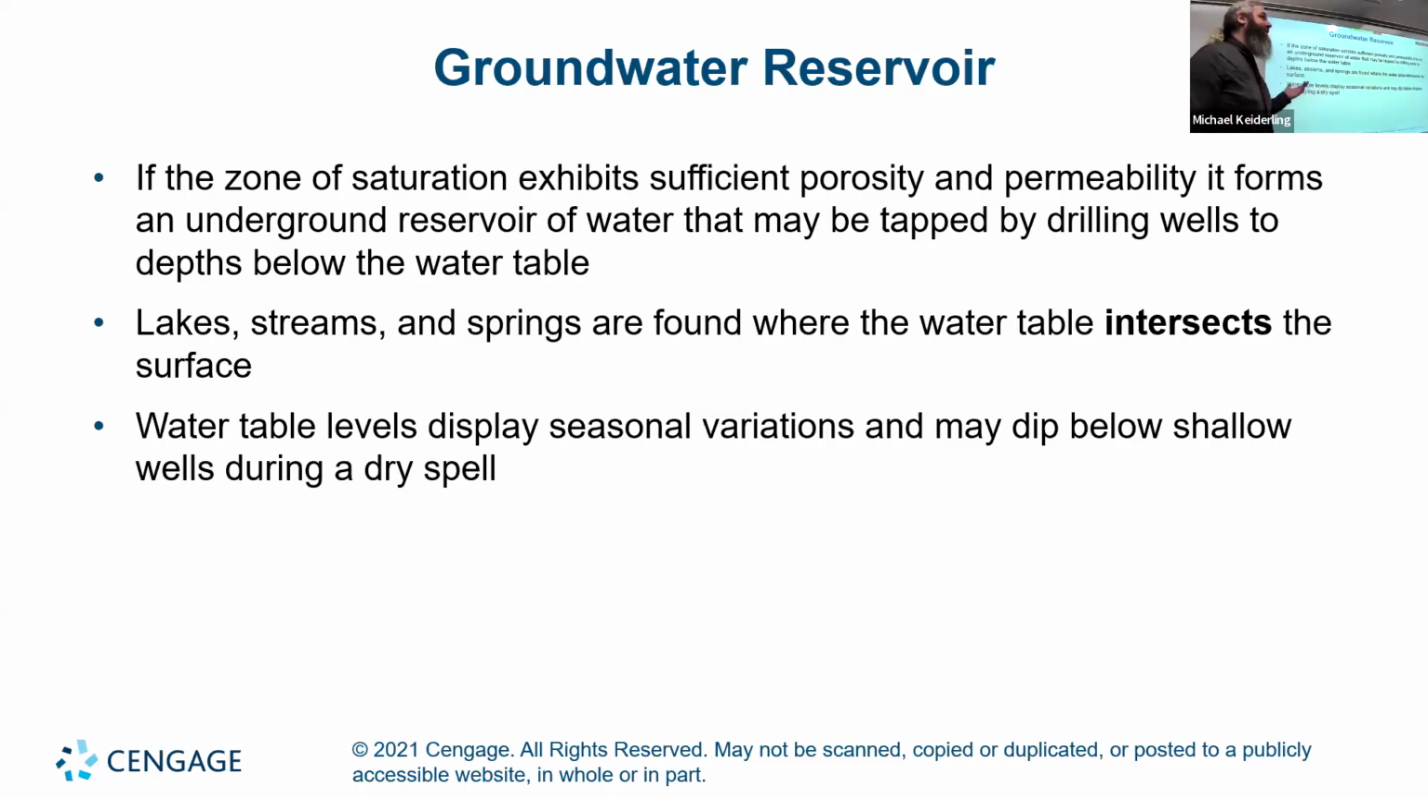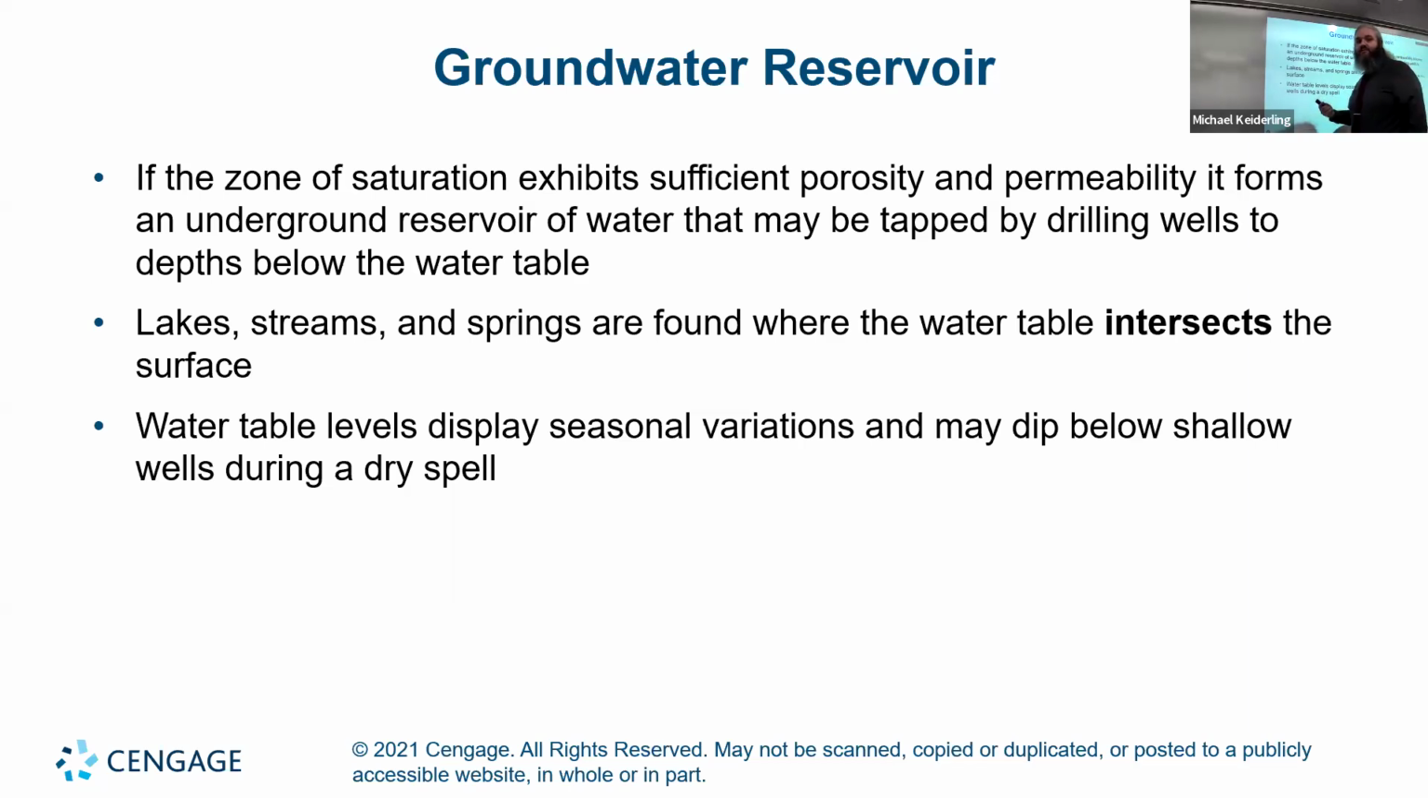If the zone of saturation has enough porosity, holes in it, and permeability, it can flow. It forms an underground reservoir of water that can be tapped by drilling wells to depths below the water table. Basically, if there's a reasonable amount of water in the ground, if there's enough holes and enough flow, you can pump it out with a well. You drill a hole down and pump it out. You could just dig a hole down and take it out with a bucket, but we usually pump it these days.